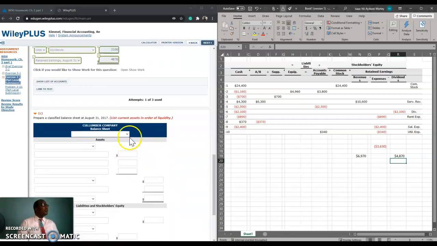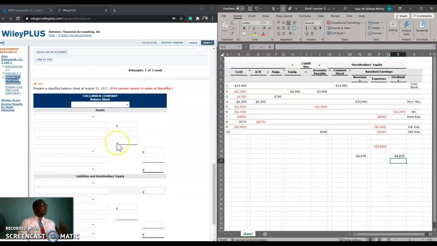Then the next thing we're supposed to do is to put in our information for the balance sheet. For the balance sheet, we need to put in certain information, and we have to put the information in according to the way they have been set out.